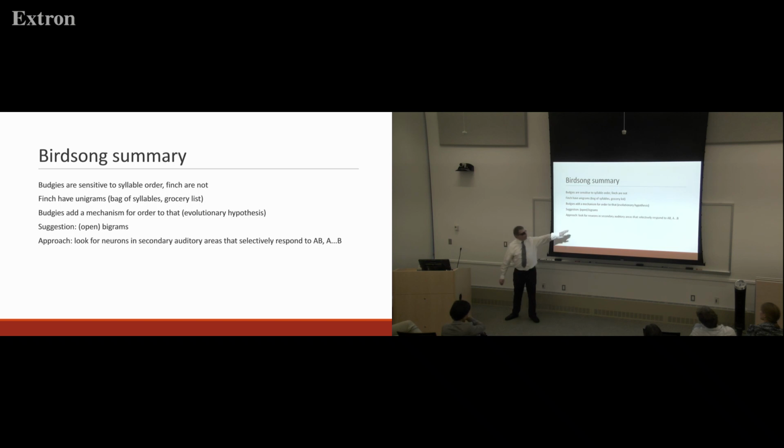And so our approach at this point is looking for neurons in the secondary auditory areas, area X, that selectively respond to sequences of A, B, or A, and then some other syllables, and then B. So we're looking to try to find this. Now, much to my objection, we're looking in the finch first, where we're not going to find this by hypothesis. So we really should have, in my opinion, started with the budgies, but again, for technical reasons, and I'm not doing the bird surgery, so I don't get to dictate what surgeries they do. They've started with the finch instead of the budgies.